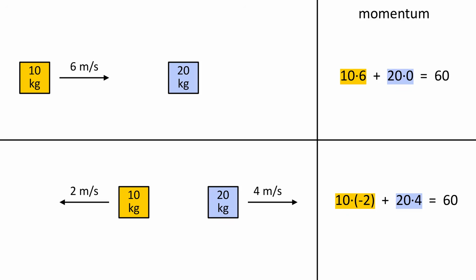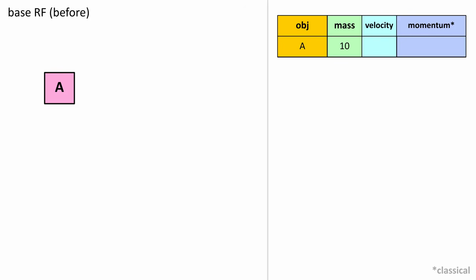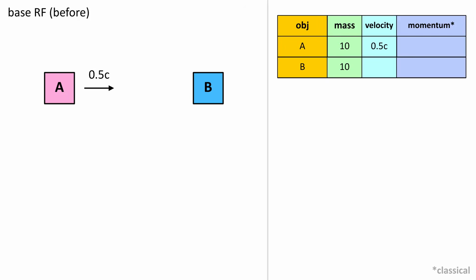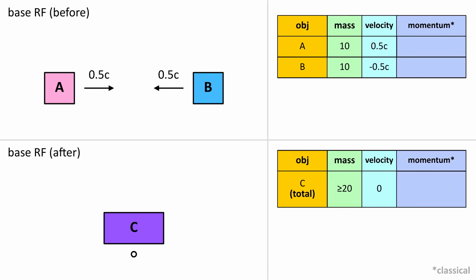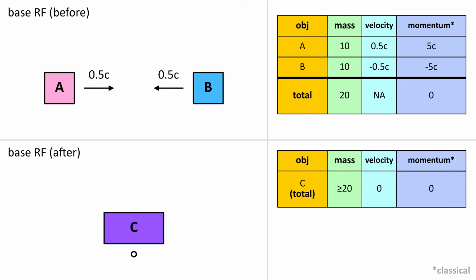But in relativity, things are complicated due to relativistic addition of velocities, and momentum as we know it is no longer conserved. To see why, we'll give the blocks relativistic velocities. Block A is 10 kilograms and moves right at 0.5 c. Block B is 10 kilograms and moves left at 0.5 c. Their collision will be inelastic, so instead of bouncing back, they merge into a stationary block C. Total momentum is 0 both before and after the collision, meaning it's conserved.